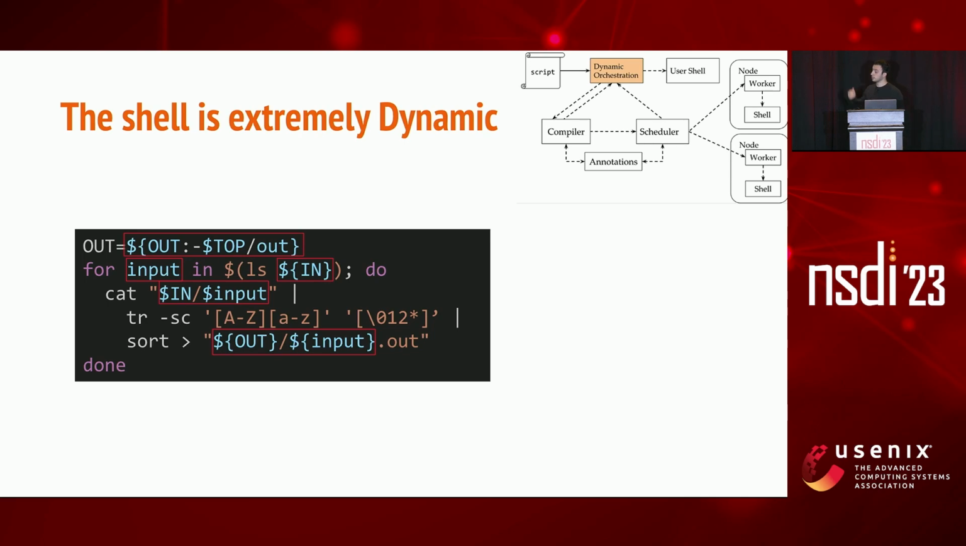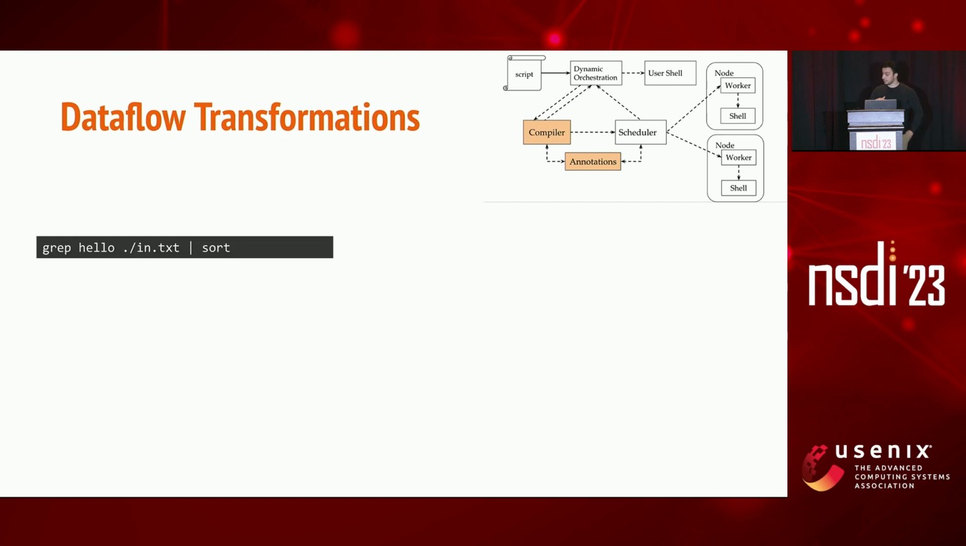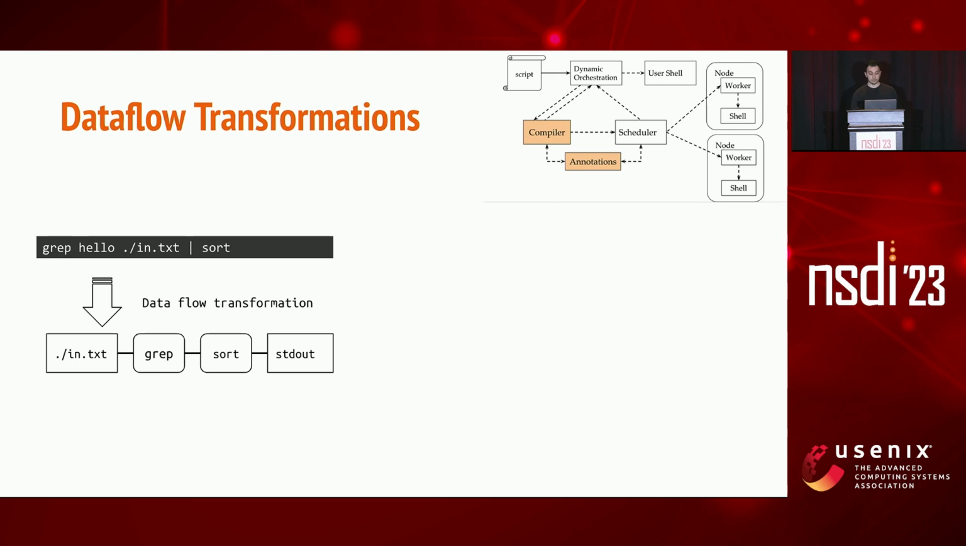What the dynamic orchestrator allows us to do is invoke the compiler at every iteration of this for loop. It expands this at every iteration of the for loop, and then it invokes the compiler that eventually gives you a very accurate distribution of the script. So after the dynamic orchestrator invokes the compiler, it takes your script, and let's take this example of a very simple grep and then sort script. It transforms it into a data flow graph.